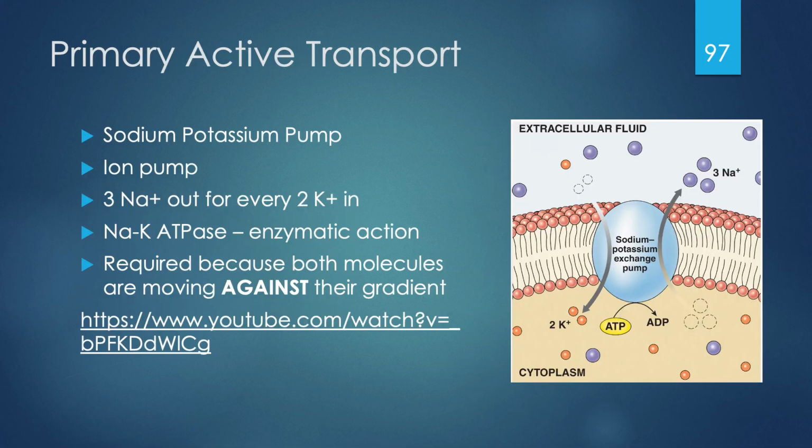A great example of primary active transport is the sodium-potassium pump, of which you will never hear enough of. And this is an ion pump. And so for every 3 sodiums that it pumps out, it's going to bring 2 potassiums in. So this sodium-potassium adenosine triphosphatase is an enzymatic action that's involved in the process. And this is a required enzyme because both of these molecules are moving against their gradient. So the pump is physically forcing them against the concentration gradient.